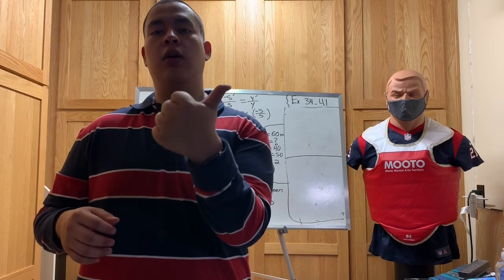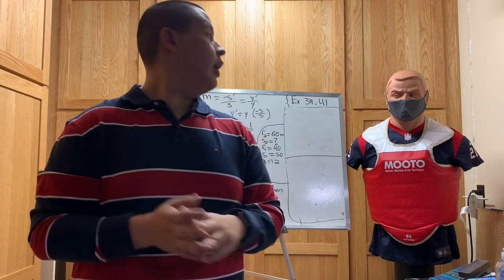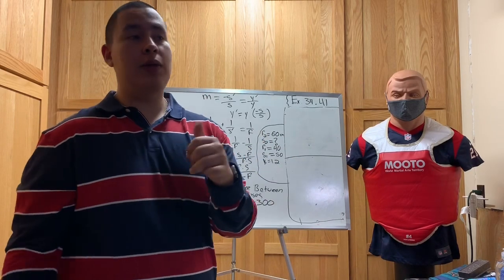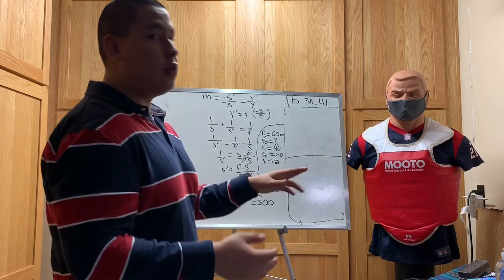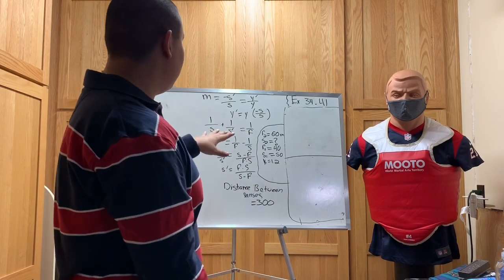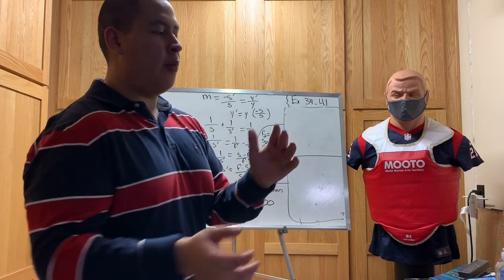First, let's see what information we have. We have our S1, F1, S2, F2, and Y1. That's all the information I have, and I need to find my Y2 and the distance between the two lenses. So let's do that. First I'm gonna solve for my S prime so I can solve for my Y prime 1, and then I can do the same for number 2.